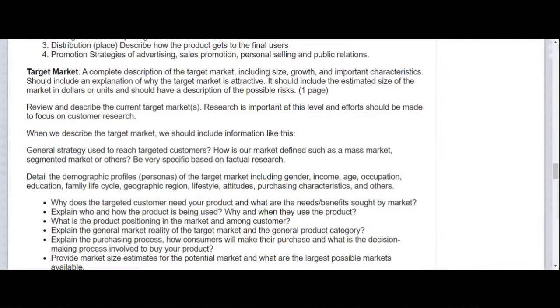Okay. If you create a persona, you look at this section over here where you're detailing the information that you have. You can create a persona, and that could be your target market. And then you want to explain how big it is. So that's definitely the way that you need to do this.